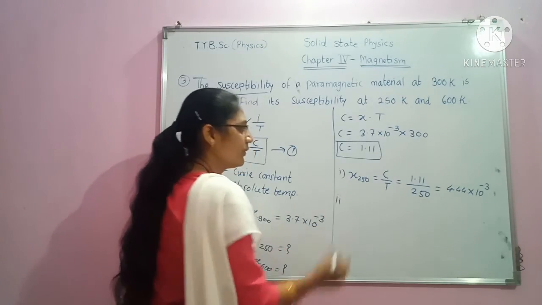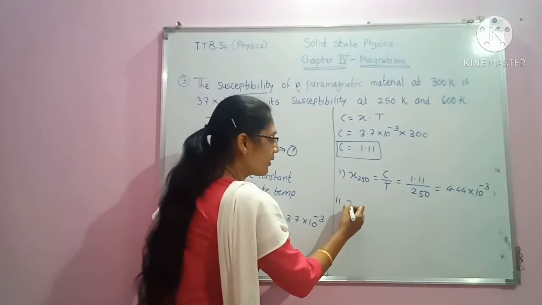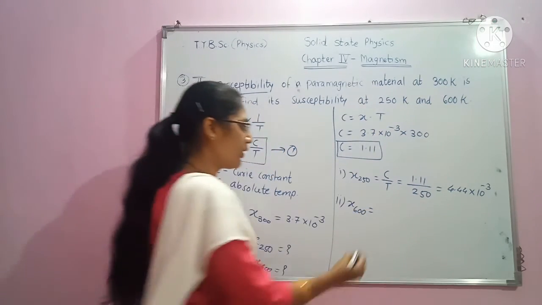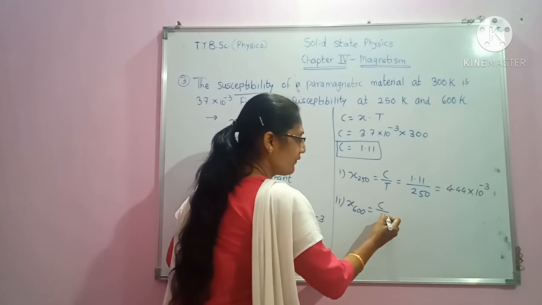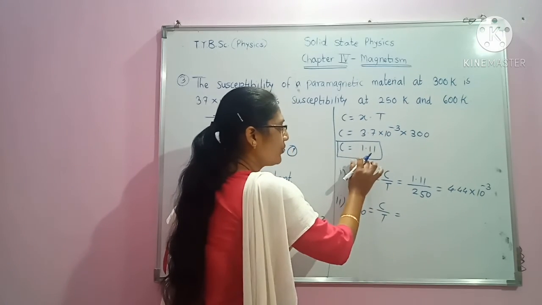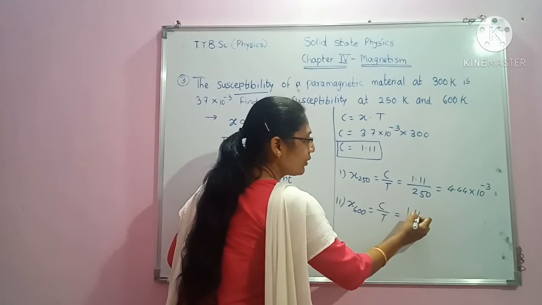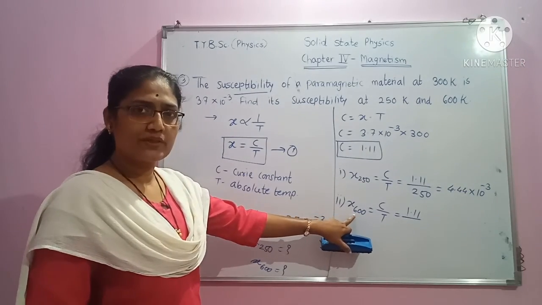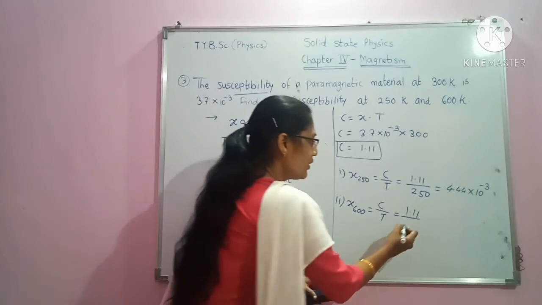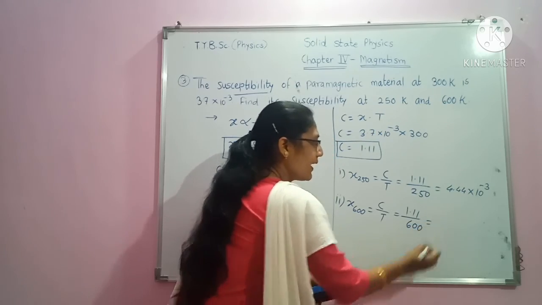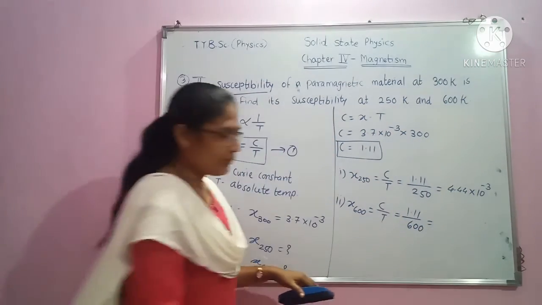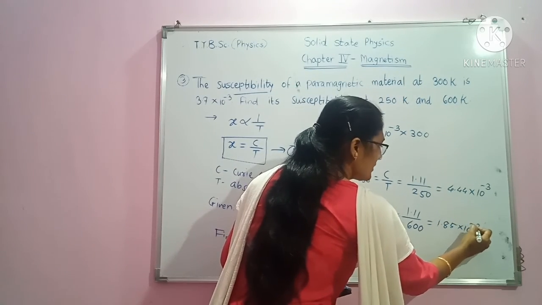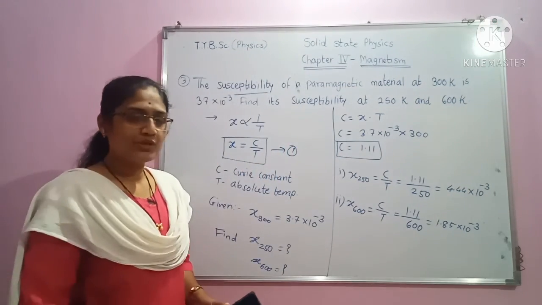Then in the second part, we have to find the susceptibility value at 600 Kelvin. Here also the formula is the same, Curie constant divided by absolute temperature. We have found the value of the Curie constant, 1.11, divided by 600, and this value comes out as 1.85 into 10 raised to minus 3. Here also it is dimensionless.